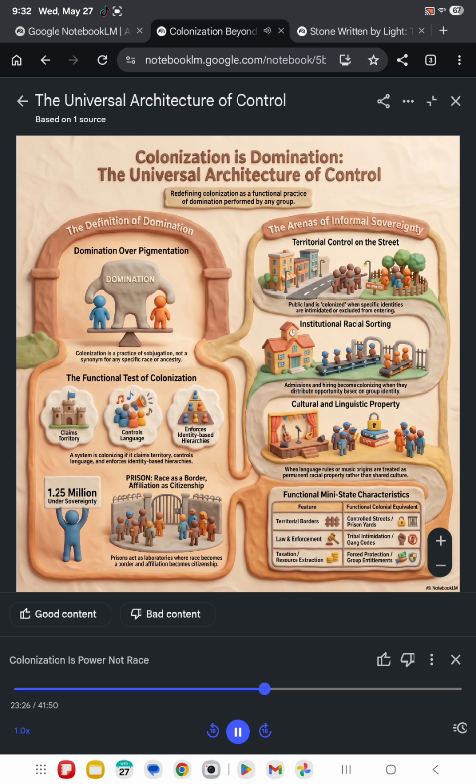This leads us right into the realm of institutional domination, looking at state education, federal opportunity programs, and the highly debated concept of historical repair. This is where we see the architecture of domination overlap directly with official state power. It's one thing for a gang to control a street corner. It's another thing entirely when the federal government begins sorting its citizens by ancestry.